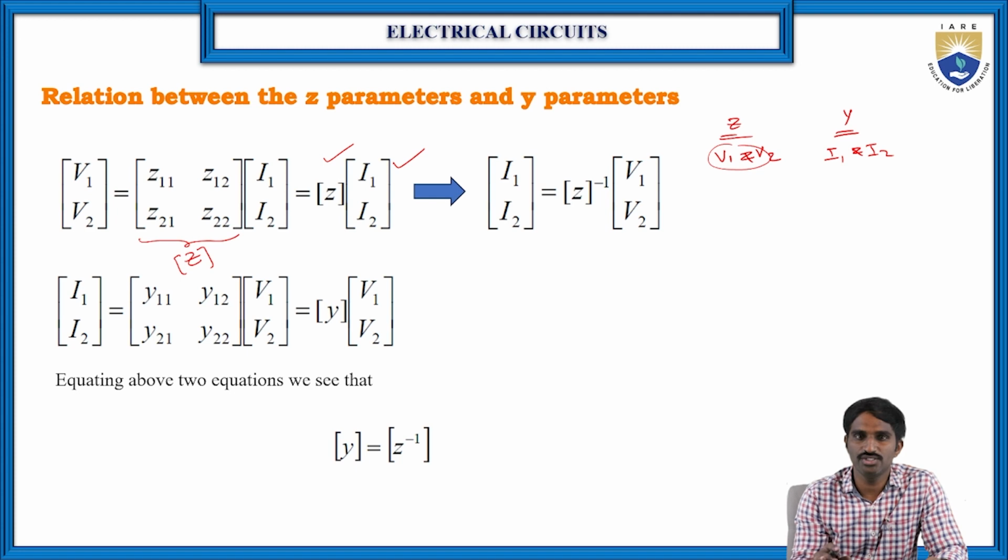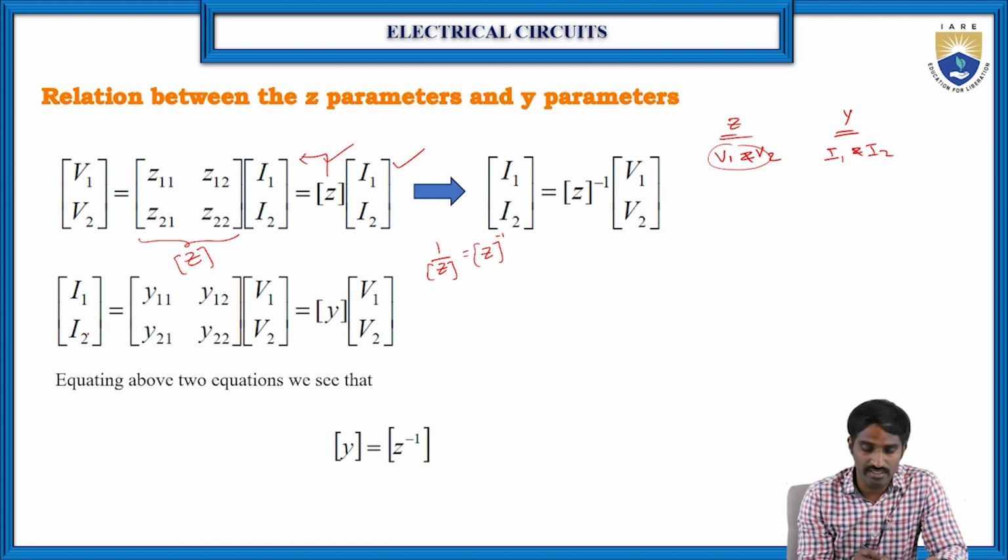And by comparing these two equations, we can get the relation between the z and y parameters, right? For that reason, I'm sending these z parameters to this side. Then I1, I2 is equal to, of course, if you send 1 by z, the 1 by z matrix is the z inverse matrix, right? So that's what I1, I2 is equal to z inverse into V1, V2.